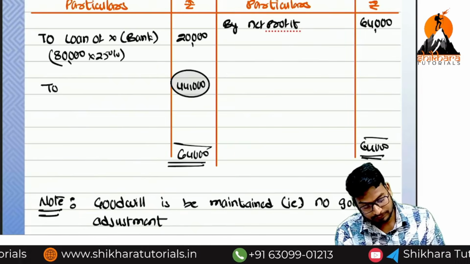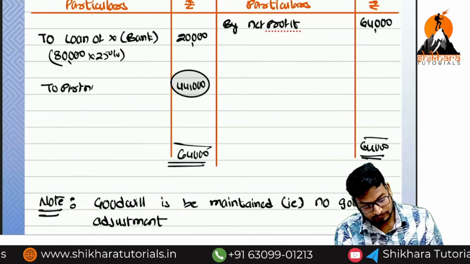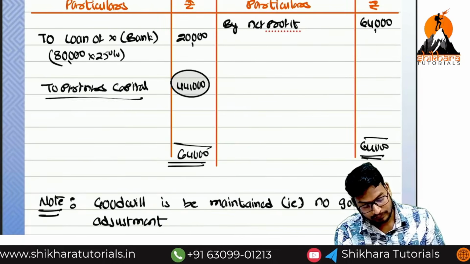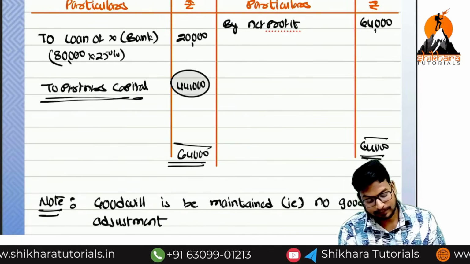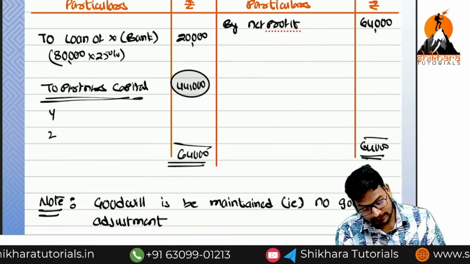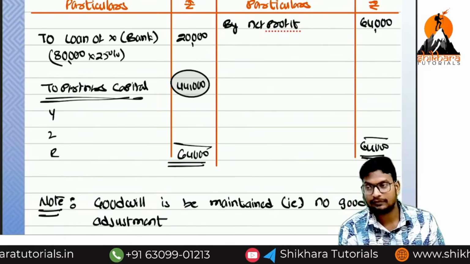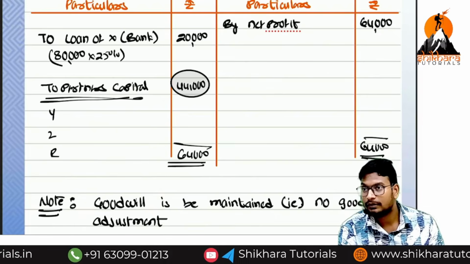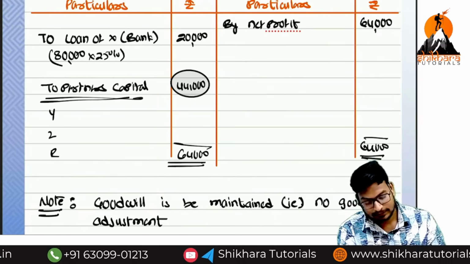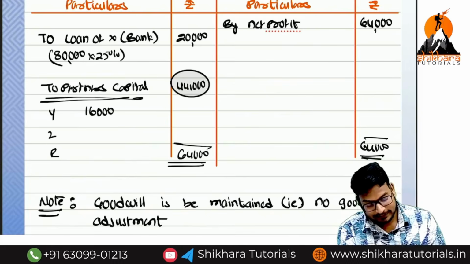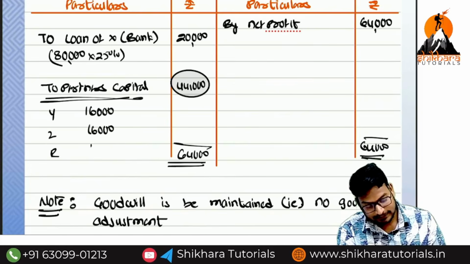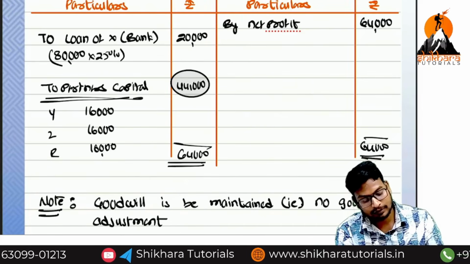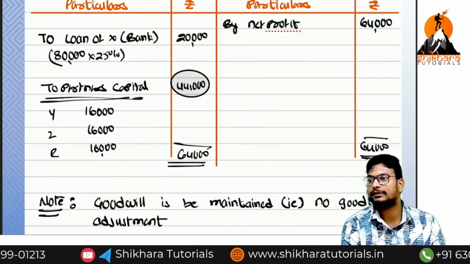So, partners' capital account. Who are the partners? Y, Z and R. So 44,000 divided by 3, how much? 16,000 each. Sir, all these amounts are correct only. In the board book, instead of 20,000, they have taken 16,000.